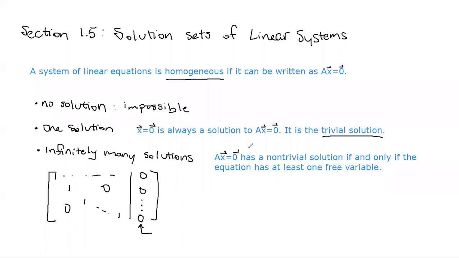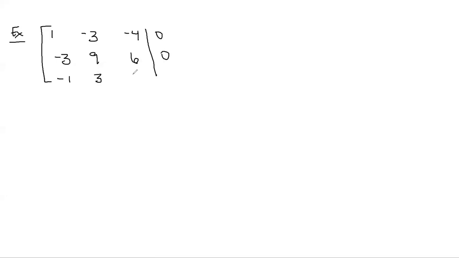Great. So we now have talked about what our solution sets look like, and basically the only interesting situation is if we have a free variable. So let's actually look at an example in which we have this. Let's say we have a system whose augmented matrix looks like 1, minus 3, minus 4, minus 3, 9, 6, and minus 1, 3, 2.